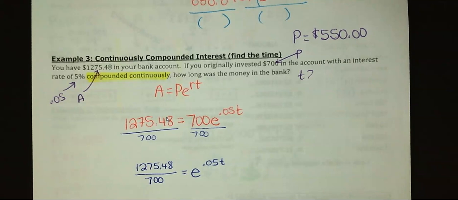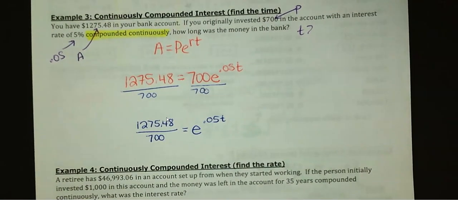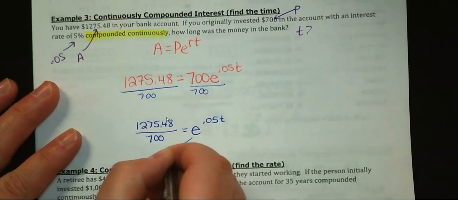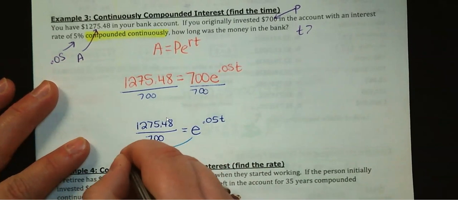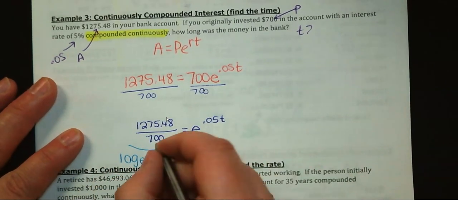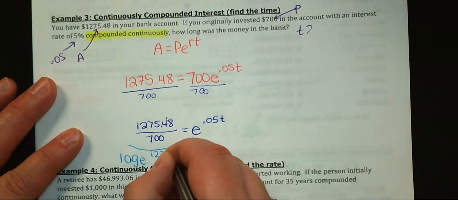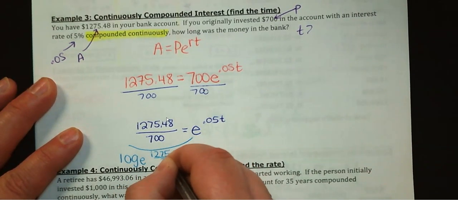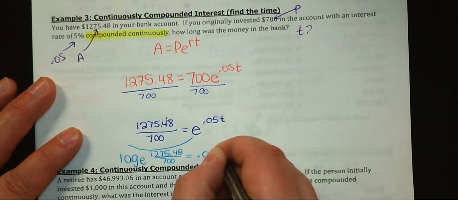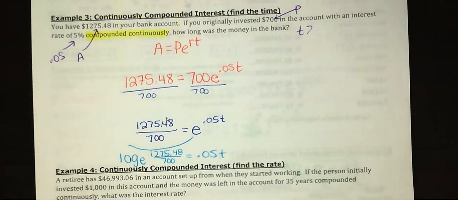I'm just going to leave that since it was a really nasty decimal when I did that on my calculator. Okay, now, the only way to get that exponent down on the level with the rest of the question, we're going to convert this to a log. So I'm just going to swing this over. So this would be log base e of that 1275.48 over 700 equals, now on the level with the rest of the question, that drags that exponent down, 0.05t.